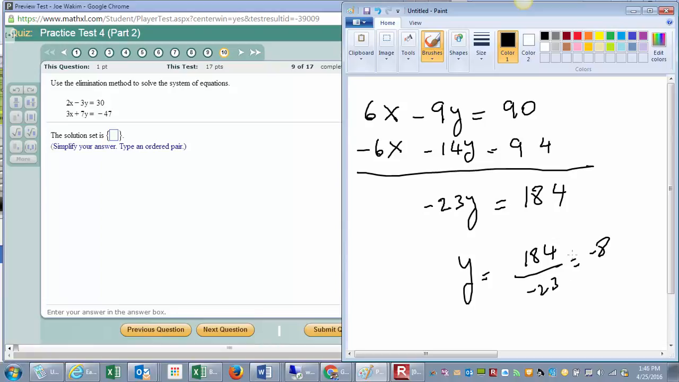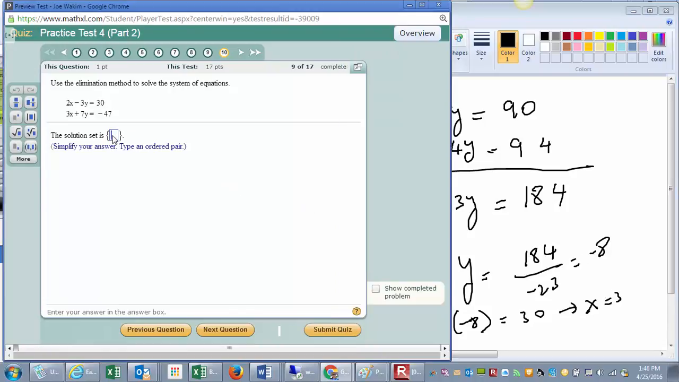Now let's find x. So you have 2x minus 3 times negative 8 equals 30. So this is 24. Move it to the other side. It would be 30 minus 24. That's 6 divided by 2 is 3. So x would be 3, negative 8 would be the solution here. So 3, negative 8. All right, let's see what else we have here. Another 7 problems.